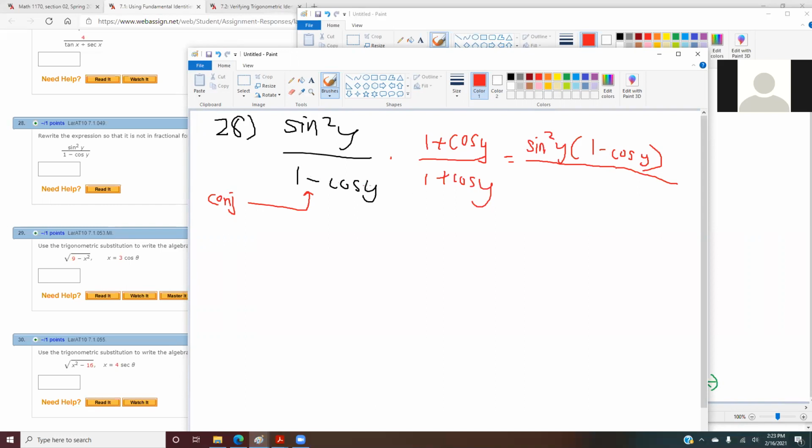Can someone tell me what happens when you multiply 1 minus cosine y with 1 plus cosine y? What do you get? FOIL it out.